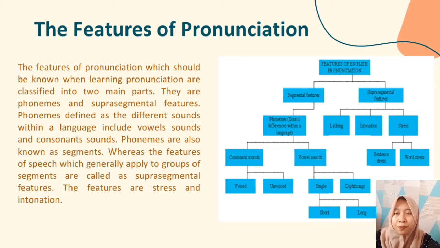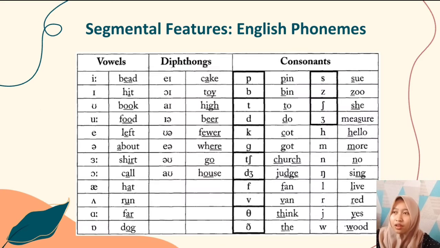And also suprasegmental features consist of three parts. The first is linking, the second one is intonations, and the last one is stress, where stress consists of two types. The first is sentence stress, and the second one is word stress. Okay, next is the list of English phonemes and examples. You can see in this PowerPoint there are vowels, diphthongs, and consonants.